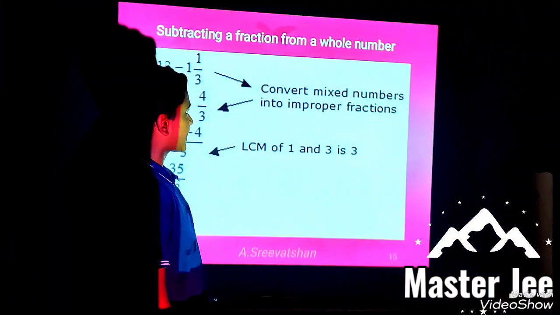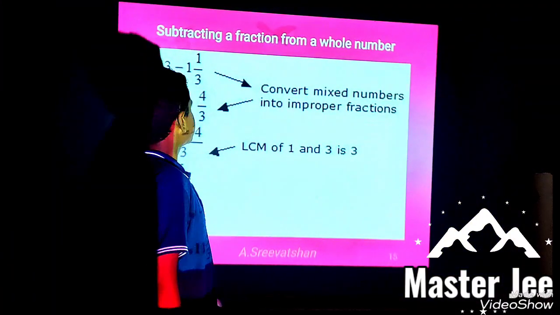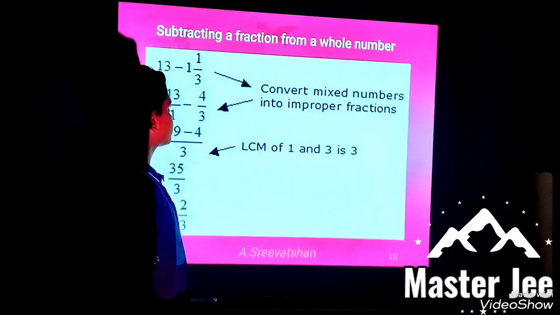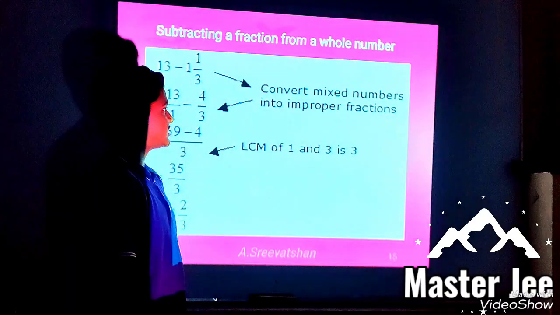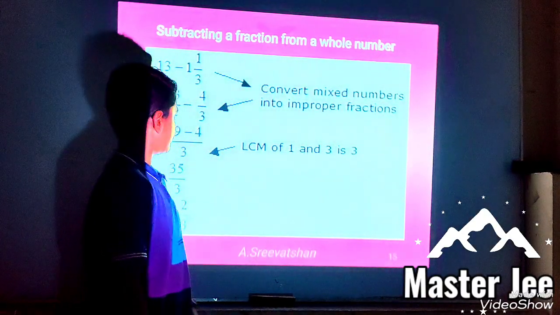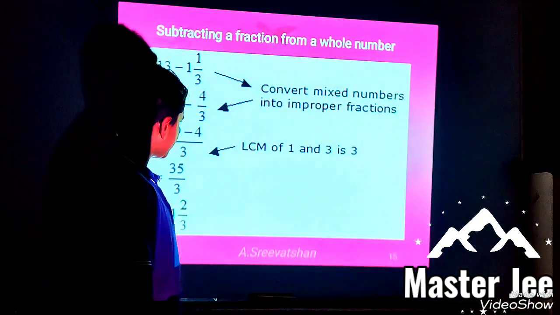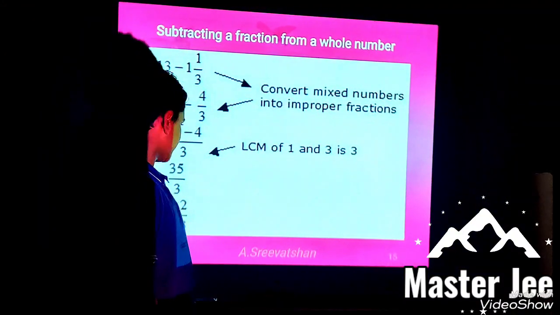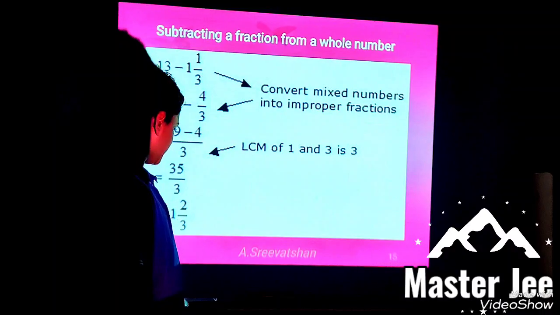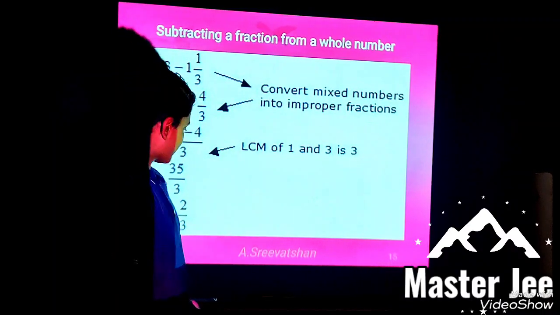Subtraction of a fraction from a whole number. 13 minus 1/3 is equal to 13/1 minus 4/3. Convert mixed numbers into improper fractions. 39 minus 4/3. LCM of 1 and 3 is 3. 35/3, which gives you 11 2/3.